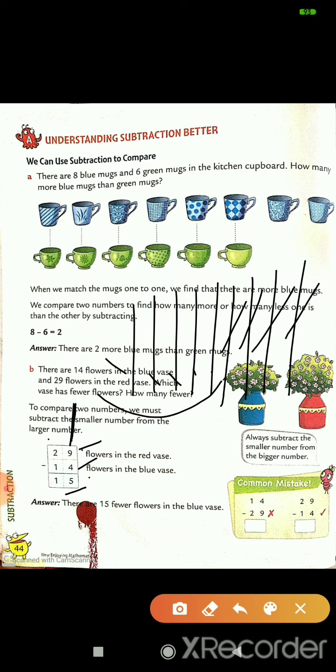Now tens column. 2 minus 1 is equal to 1. So there are 15 fewer flowers in the blue vase. Got it, students?